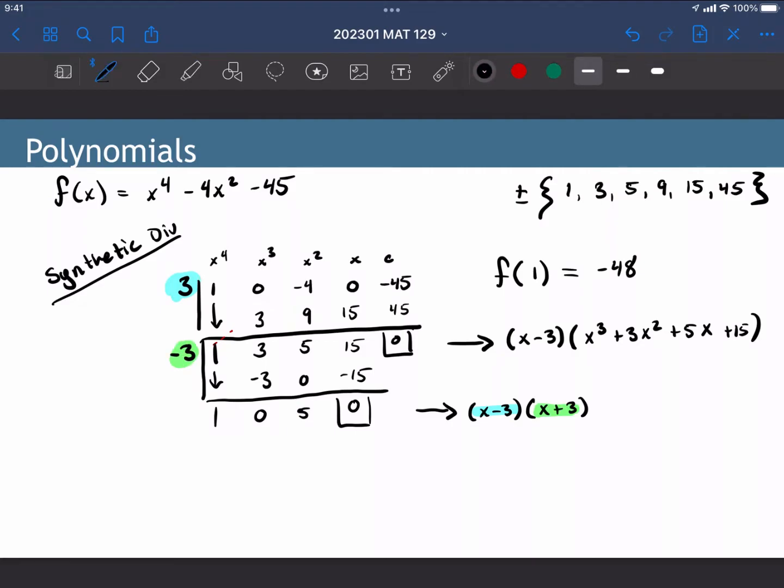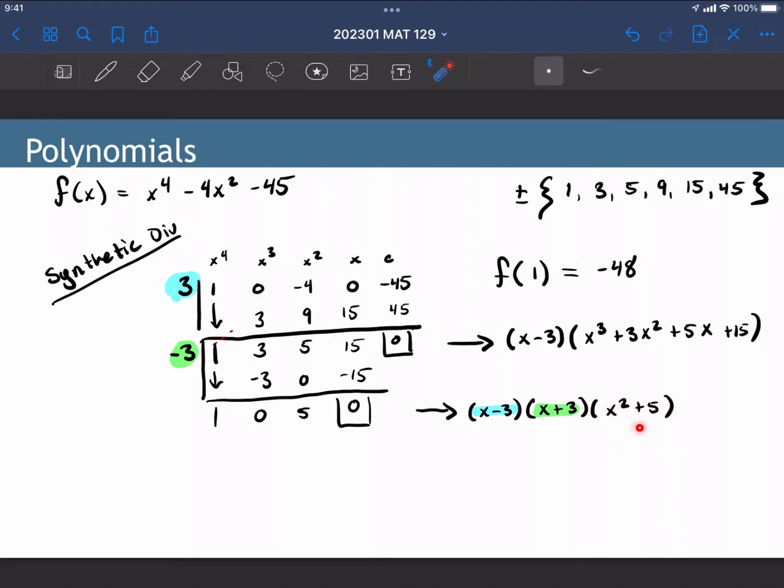And what's left over? Well, now we've dropped another power. So up here it was x to the 4th. Now it was x to the 3rd. Now this is x squared. So this is x squared plus 0x plus 5. Or in other words, x squared plus 5. And I can tell you that that's an irreducible polynomial. What does that mean? Or an irreducible quadratic, I mean. That means I cannot factor that without using complex numbers, right?